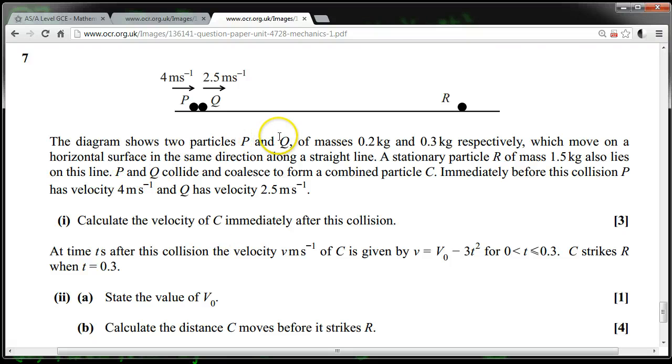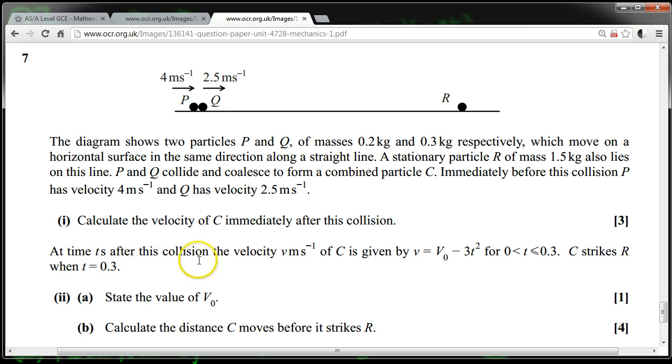The diagram shows two particles P and Q of masses 0.2 kilograms and 0.3 kilograms respectively, which move on a horizontal surface in the same direction along a straight line. A stationary particle R of mass 1.5 kilograms also lies on this line. P and Q collide and coalesce to form the combined particle C. Immediately before this collision, P has velocity 4 meters per second and Q has velocity 2.5 meters per second. Calculate the velocity of C immediately after this collision.